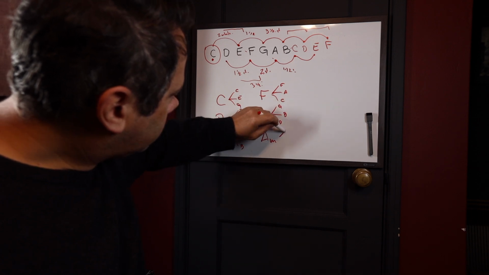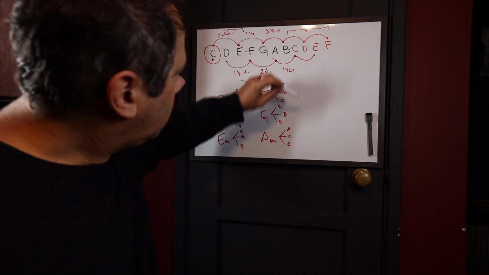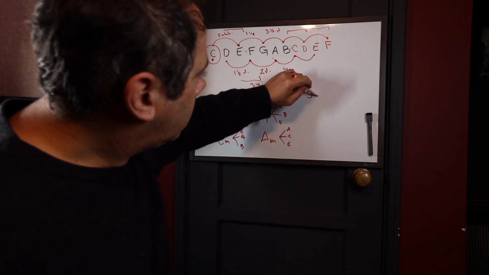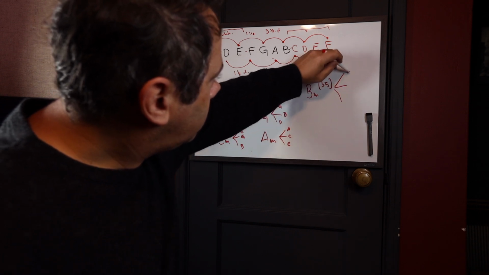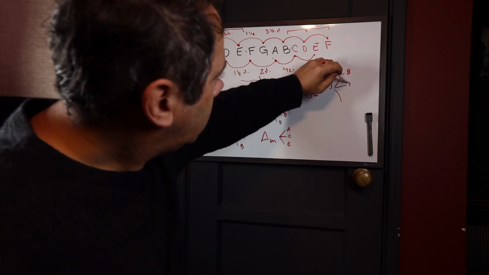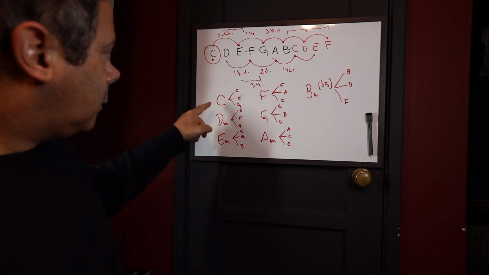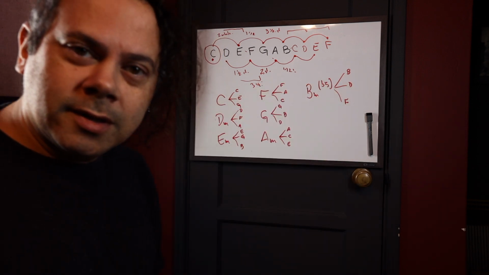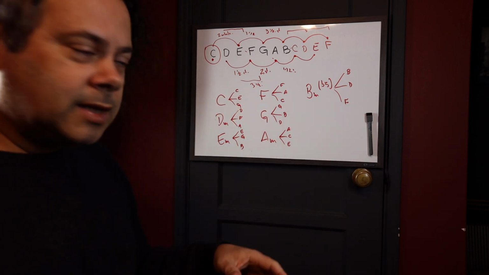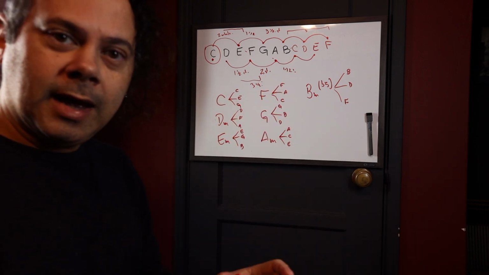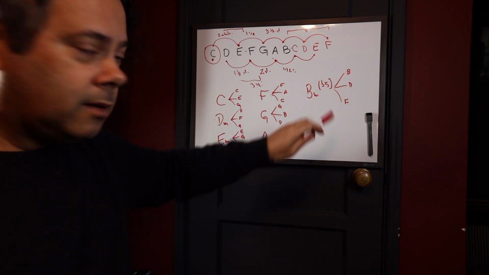A minor, A, C, E. And our B minor flat 5, which is B, D, and F. So these are the chords. These are the triads that we have, the notes that once we combine those notes together, they represent the chord that is being written here.